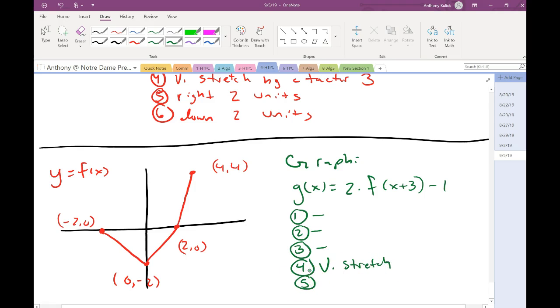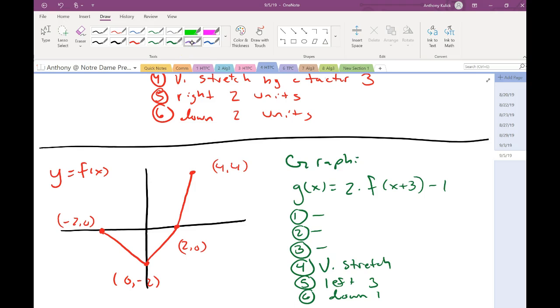In step 5, we worry about the H's. Since the H is -3, we're going to go left 3. And in step 6, we worry about the K's. Since the K is -1, we're going down 1.